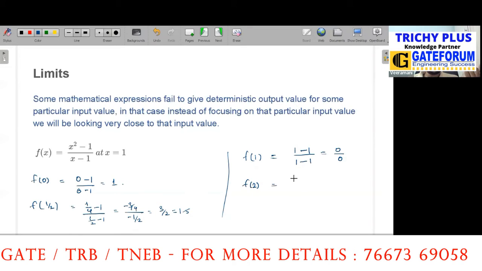When you put x equal to 2, it's going to be (4 minus 1) divided by (2 minus 1), which is 3 by 1, which is equal to 3. So for all other values, it is giving some deterministic output, correct? But when you apply x equal to 1, it is giving an indeterministic output, right? This is what the first line is mentioning: some mathematical expression fails to give a deterministic output value for some particular input.